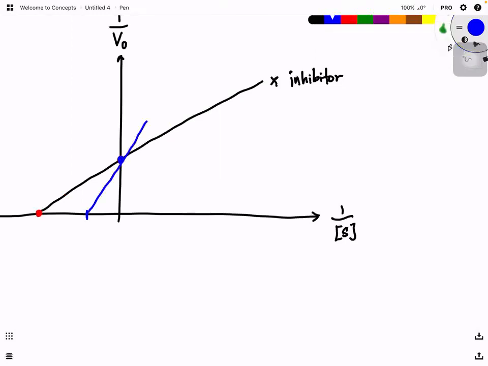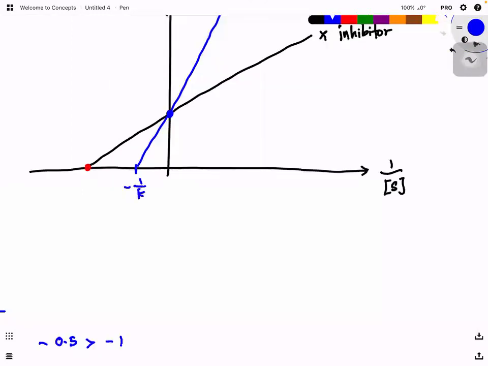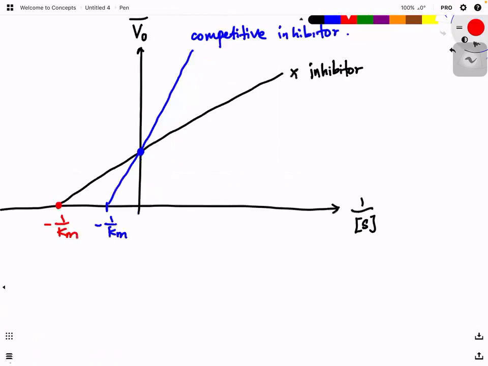Oops. Let me undo a bit. It's very difficult for me to draw. Okay, you draw. So this one is with competitive inhibitor, the blue line. So we have the new negative 1 over Km, but Vmax remains the same. So this is the original. The red color is for no inhibitor.